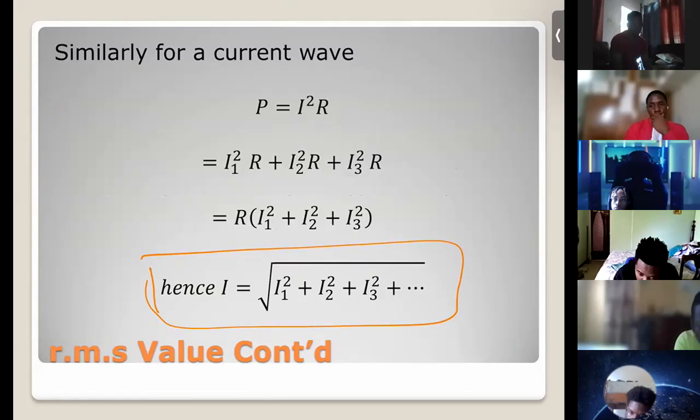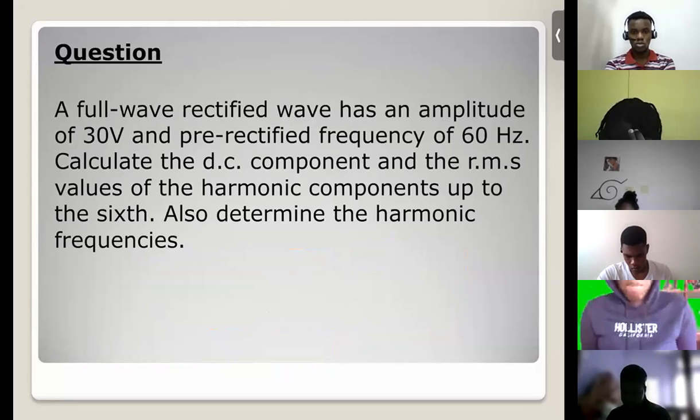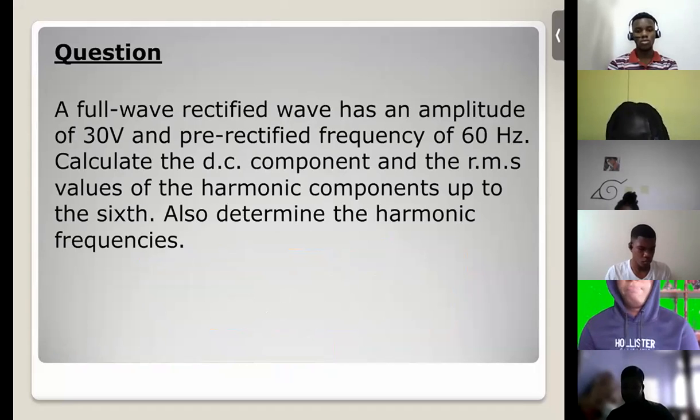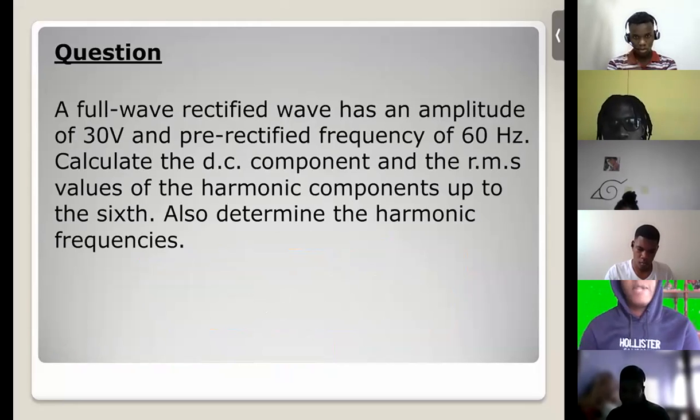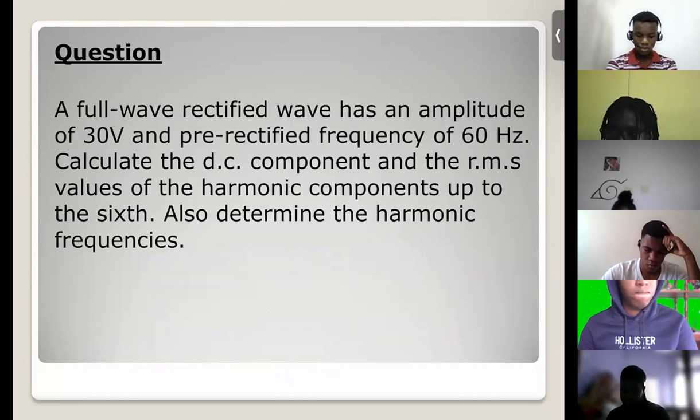Okay, all right, so continuing. We have a full wave rectified wave. It has an amplitude of 30 and a pre-rectified frequency of 60 Hertz. We're asked to calculate the DC component and the RMS values of the harmonic components up to the sixth. And we also are asked to determine the harmonic frequencies. Okay, I know the question is already completed in your lecture notes, but for what it's worth, we'll just go through it quickly.